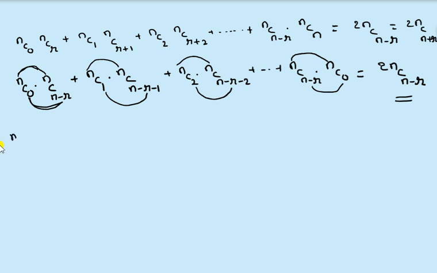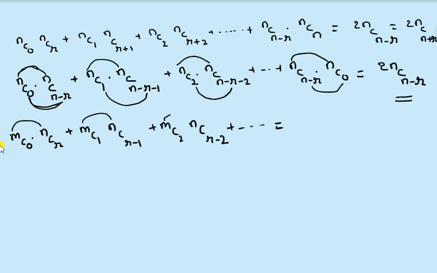Suppose you see one question like this: MC0 into NCR plus MC1 into NCR minus 1 plus MC2 into NCR minus 2, and so on. What can we write? What about this sum? The sum is m plus n. But here the sum is r. So we can write this as m plus n CR. That is the standard result you can remember.